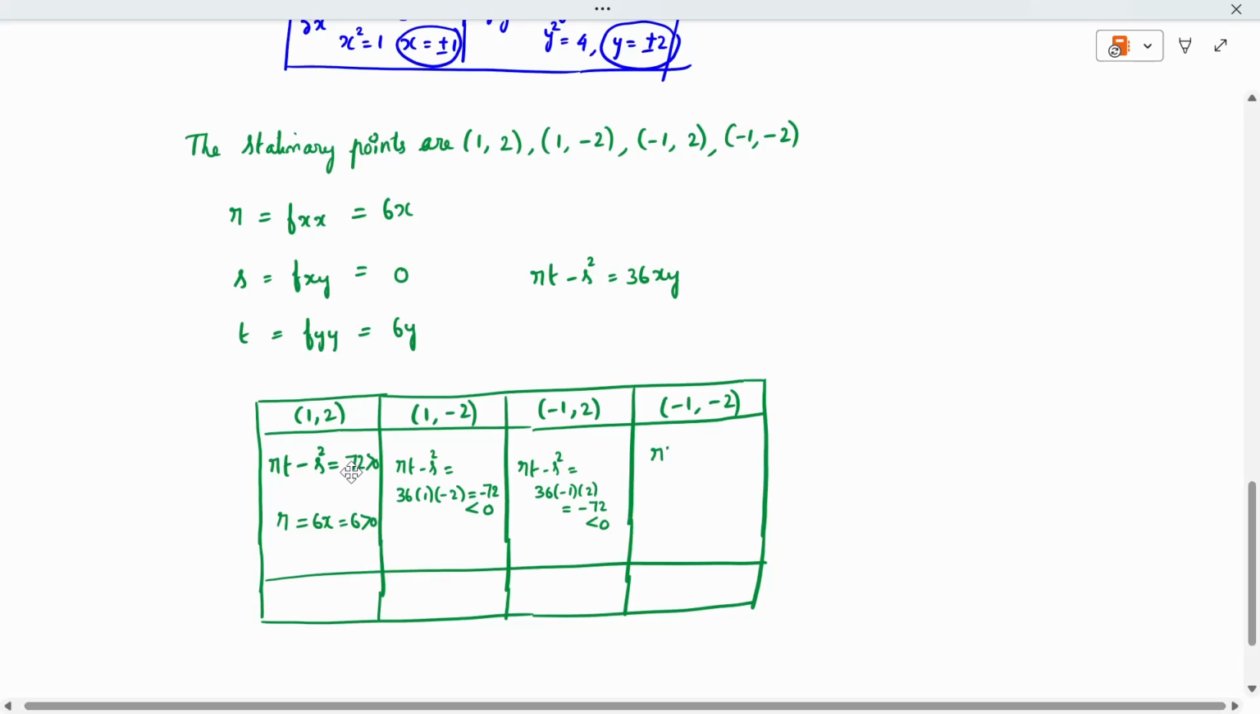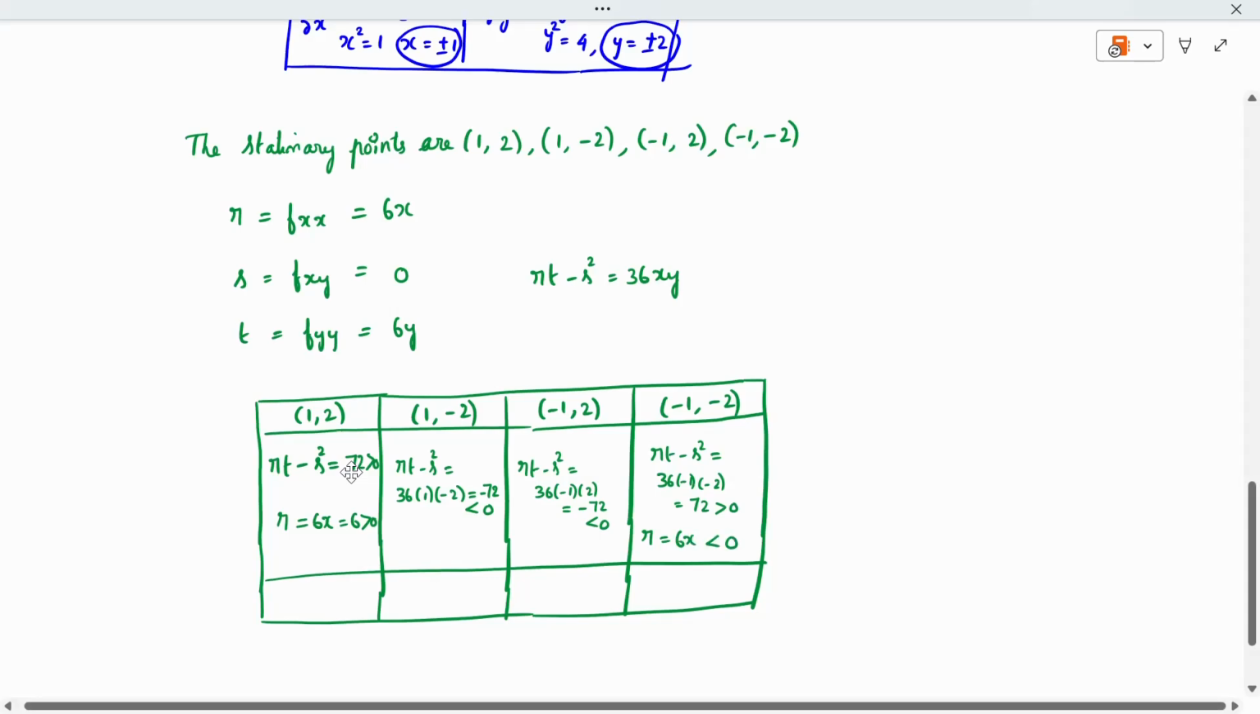Same way here, rt minus s squared when I calculate it: 36 into minus 1, minus 2. So I'll be getting 72, positive only, so it's greater than 0. When it is greater than 0, r I have to check. R is nothing but 6x, so 6 into minus 1, so less than 0 I am getting.